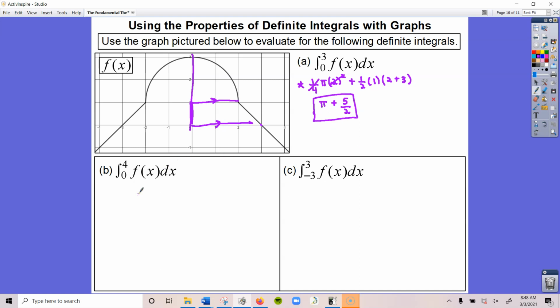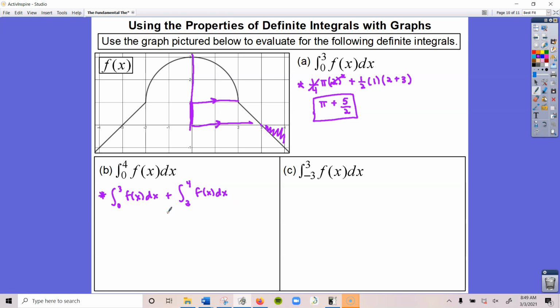For this next one, we are evaluating the integral from 0 to 4 of f of x dx. Now, if you're using the properties of integrals, the integral from 0 to 4 is the same thing as saying the integral from 0 to 3, which we already got, plus the integral from 3 to 4 of f of x dx. Now, in this particular case, if you look at 3 to 4, it's a negative area. So we could also just subtract it.